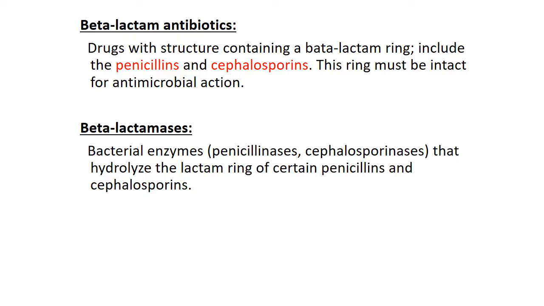Beta-lactam antibiotics are drugs with a structure containing a beta-lactam ring, and include the penicillins and cephalosporins. This ring must be intact for antimicrobial action. If this ring is destroyed, there is no antibiotic action. Beta-lactamases are bacterial enzymes, examples are penicillinases and cephalosporinases, that hydrolyze the lactam ring of certain penicillins and cephalosporins.